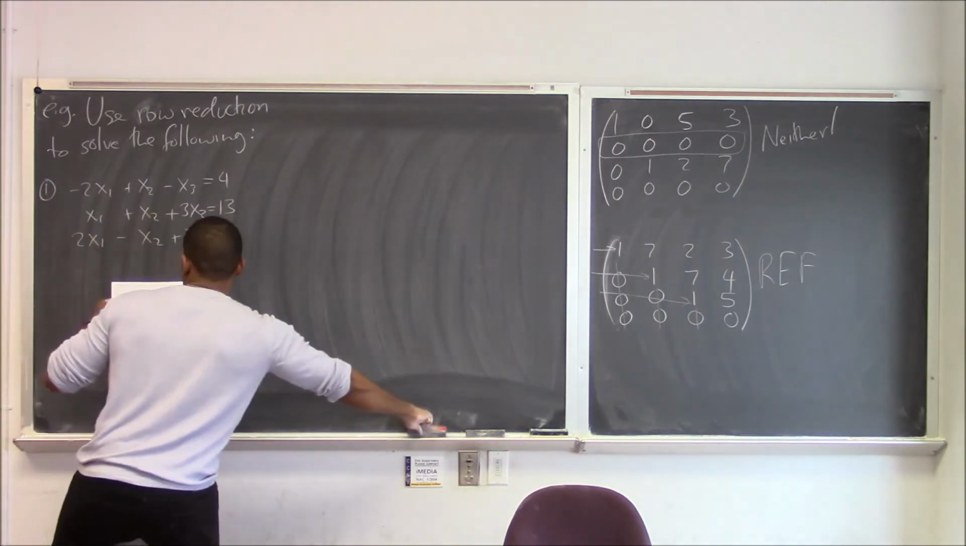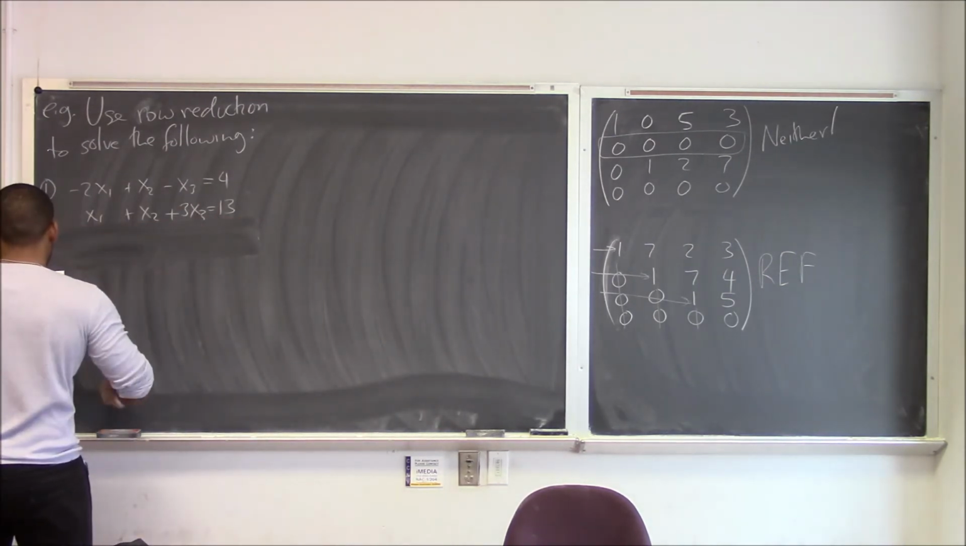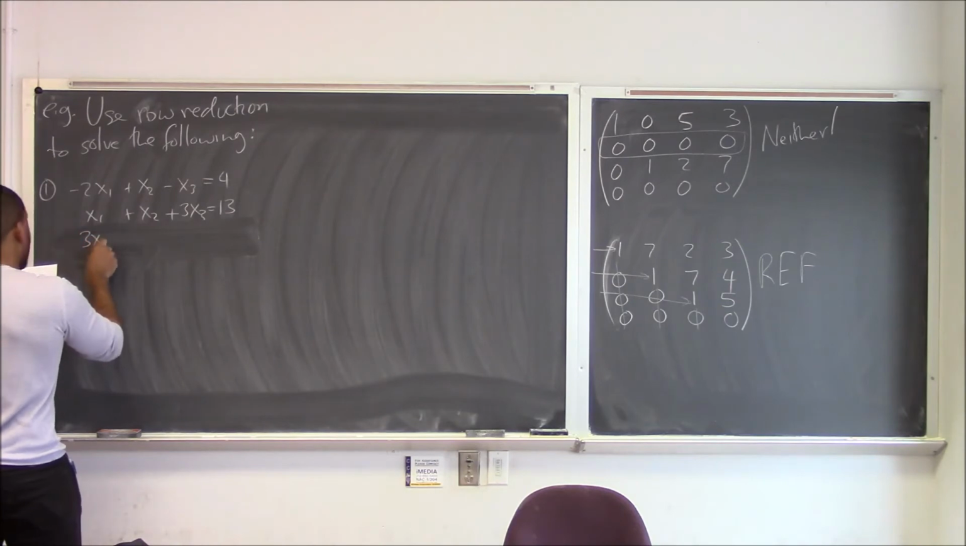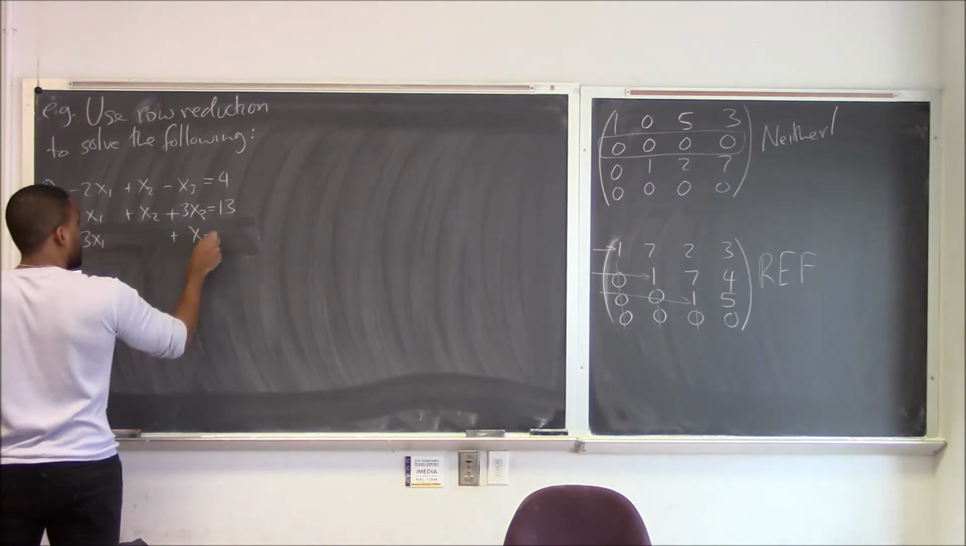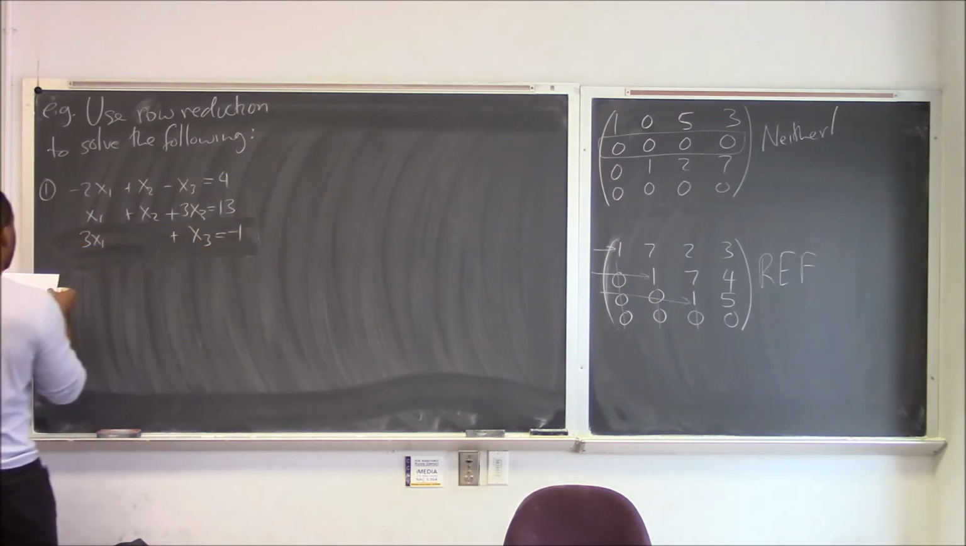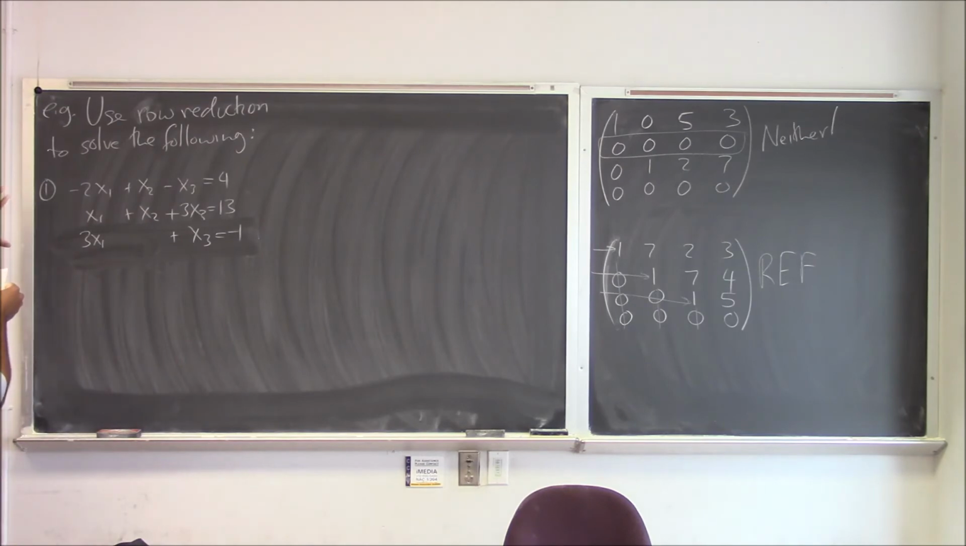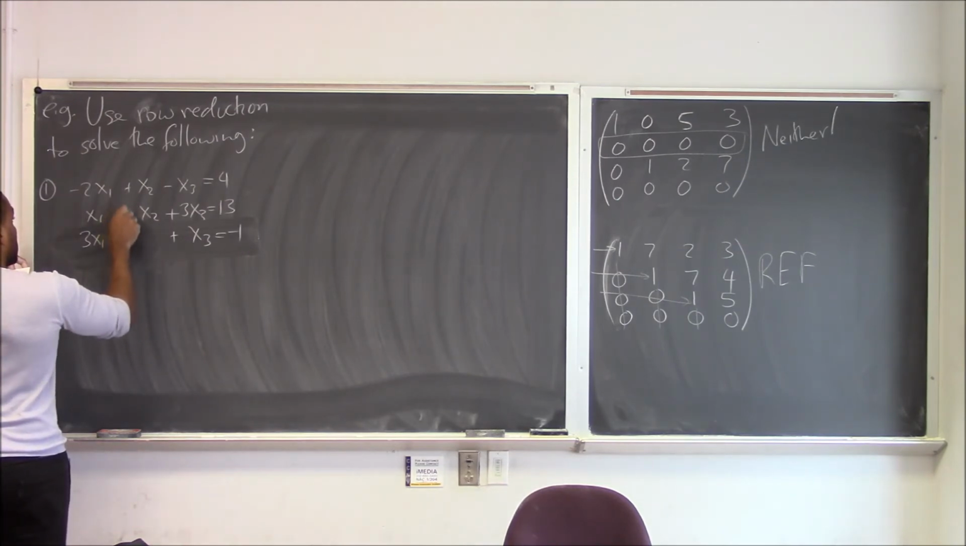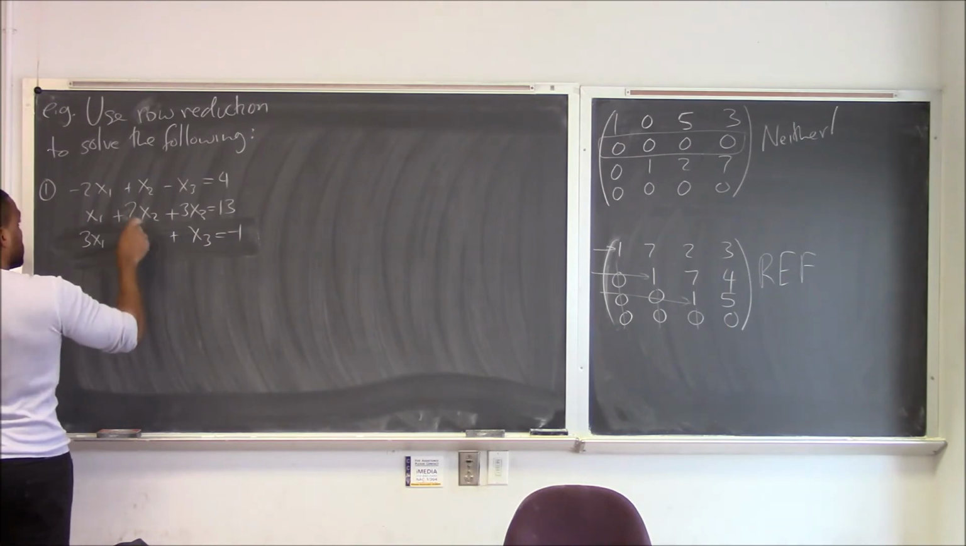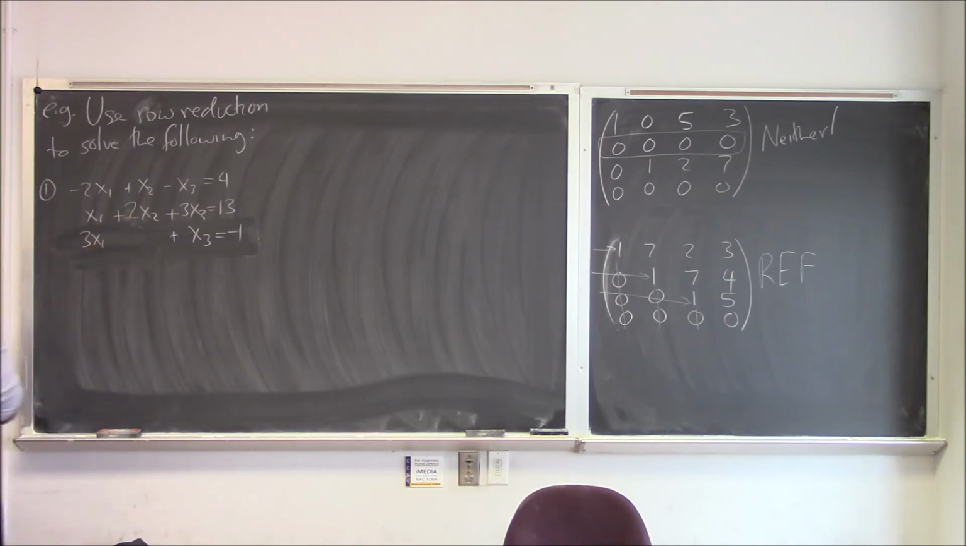3x1 plus x3 equals -1. So double check that. This thing's not done. It's 4 x1 plus. Just changing one little number here can make this thing into a nightmare.